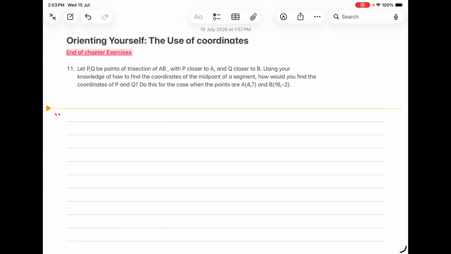In our previous video, we discussed question number 5 to 10 from the first chapter, the use of coordinates, at the end of the chapter exercises. Today we are going to solve question number 11 to 16.